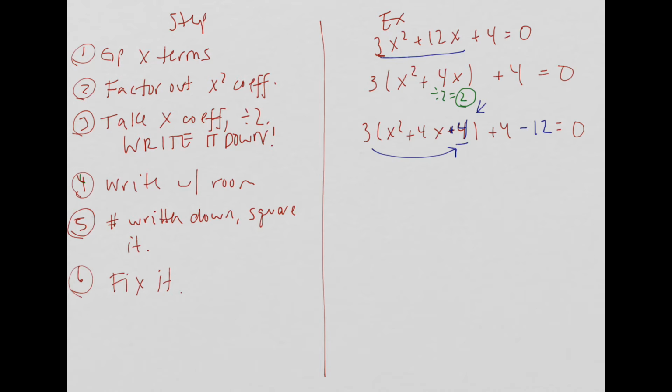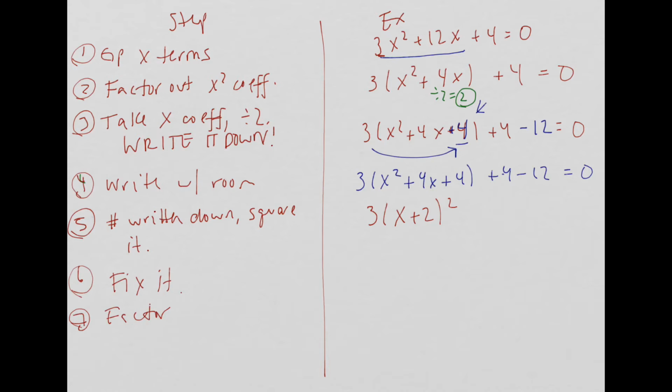Okay, so let me write this a little bit clearly. So I have 3 times x squared plus 4x plus 4 plus 4 minus 12. So that's the same line, just written a little bit differently. Next, you're going to factor. Now I know we just went over factoring, but it's actually not that bad here because remember that number I told you to write down? That's always going to go here.